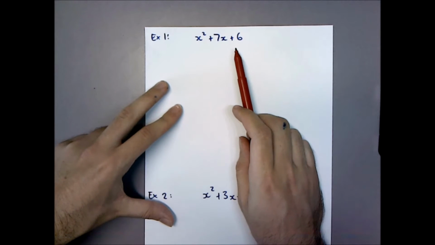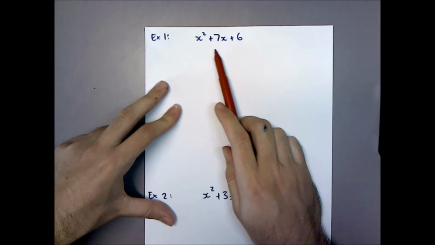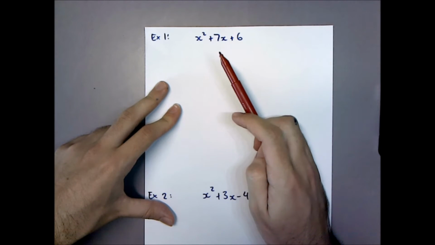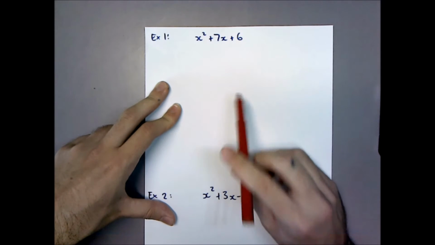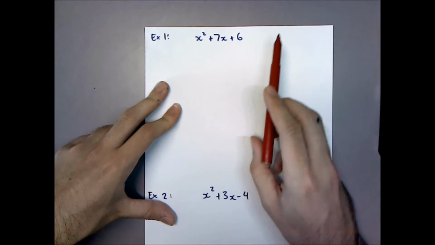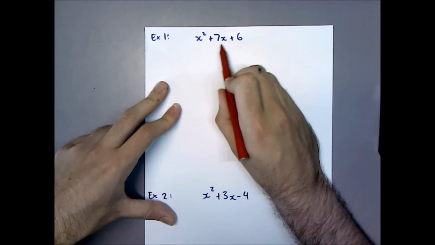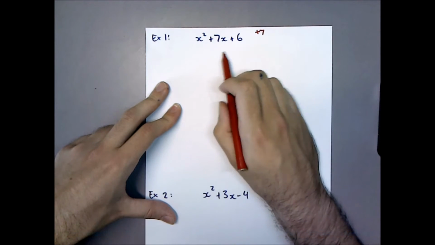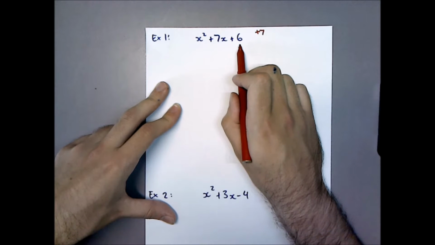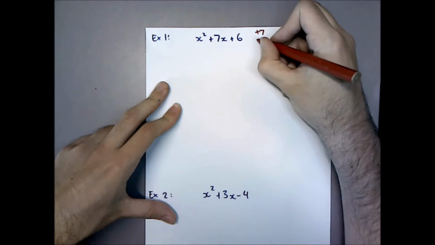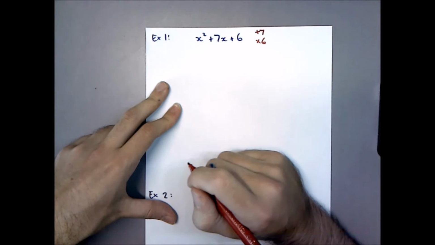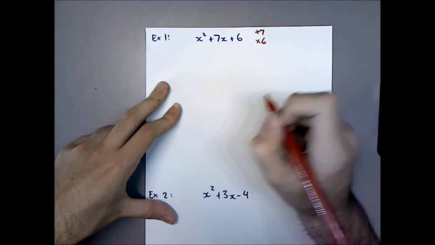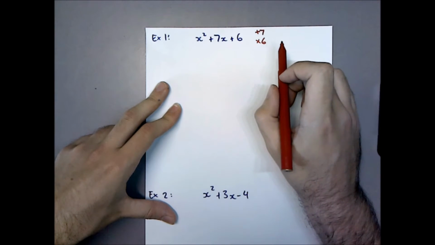Now, you don't just pick two random numbers, so I don't just split this up into 3x and 4x or 6 and 1 straight away. There's two particular numbers that you need to choose. For it to work nicely, you need to make sure that these numbers add together to get the number 7, and they have to multiply to get this last number, so they have to multiply to get 6. Now, if you're at home thinking of some numbers, you might go, oh, what about 3 and 4? No, that doesn't work.